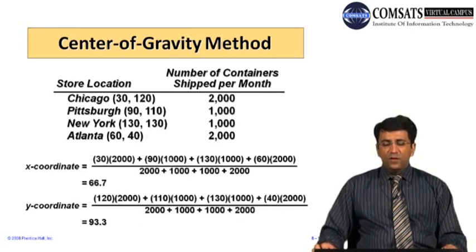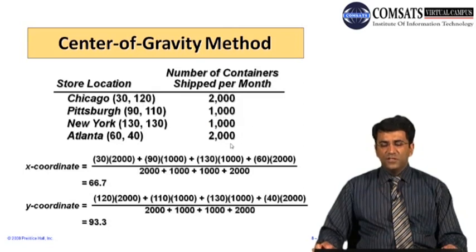Now what we will have to do, we will have to find out the number of containers shipped per month. So we will have to find out the quantity of goods which are to be transported to these locations. So this is the hypothetical quantity written here in this example. That is 2000 units are to be supplied to Chicago, 1000 units are to be supplied to Pittsburgh. Similarly, these units are to be supplied to New York and Atlanta. Now what we will do, we will calculate the x coordinate and y coordinate for all of these locations.